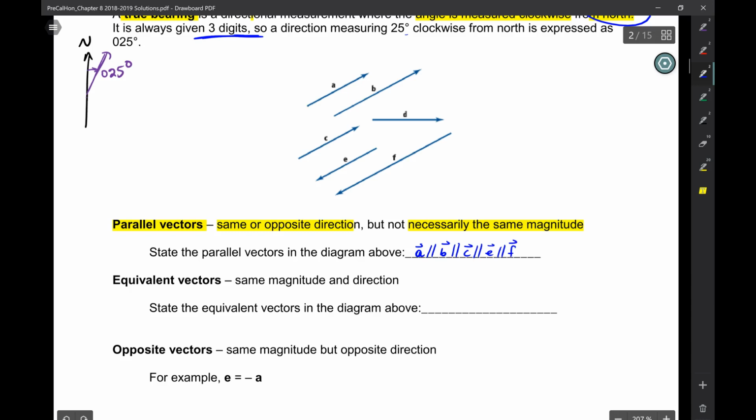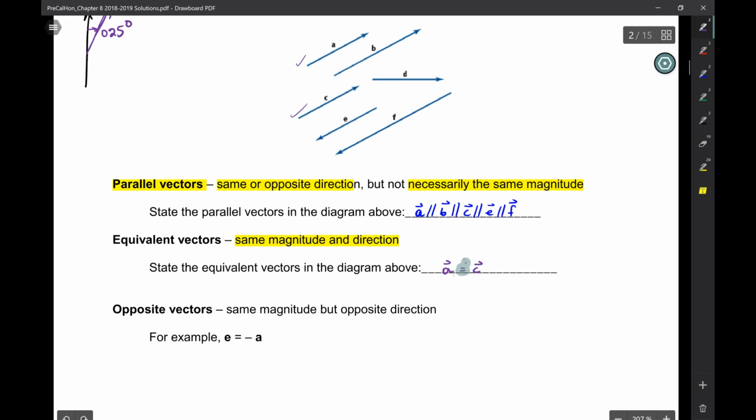Equivalent vectors have the same magnitude and direction. It's like if you cloned one, but set it off from the other. So what do you think? Any equivalent vectors here? Not C and E. A and C, because they have to have the same magnitude and the same direction. So that's A and C. It's A equals C. That's an equal sign. There's a dot that persistently didn't want to go away. Okay?